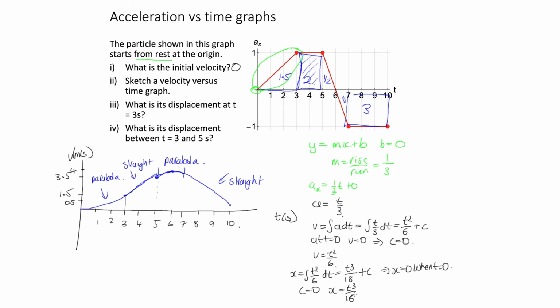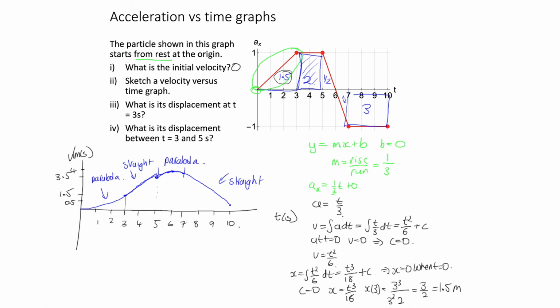Now we just need to substitute in our time. So x at 3 seconds is equal to 3 cubed over 18. Now I'm going to write 18 as 3 squared times 2, just because that lets me easily see that we've got 3 over 2, which is 1.5 meters. So it goes 1.5 meters in the first 3 seconds. Now it's just a coincidence that this was 1.5. Those don't necessarily have to be the same thing.